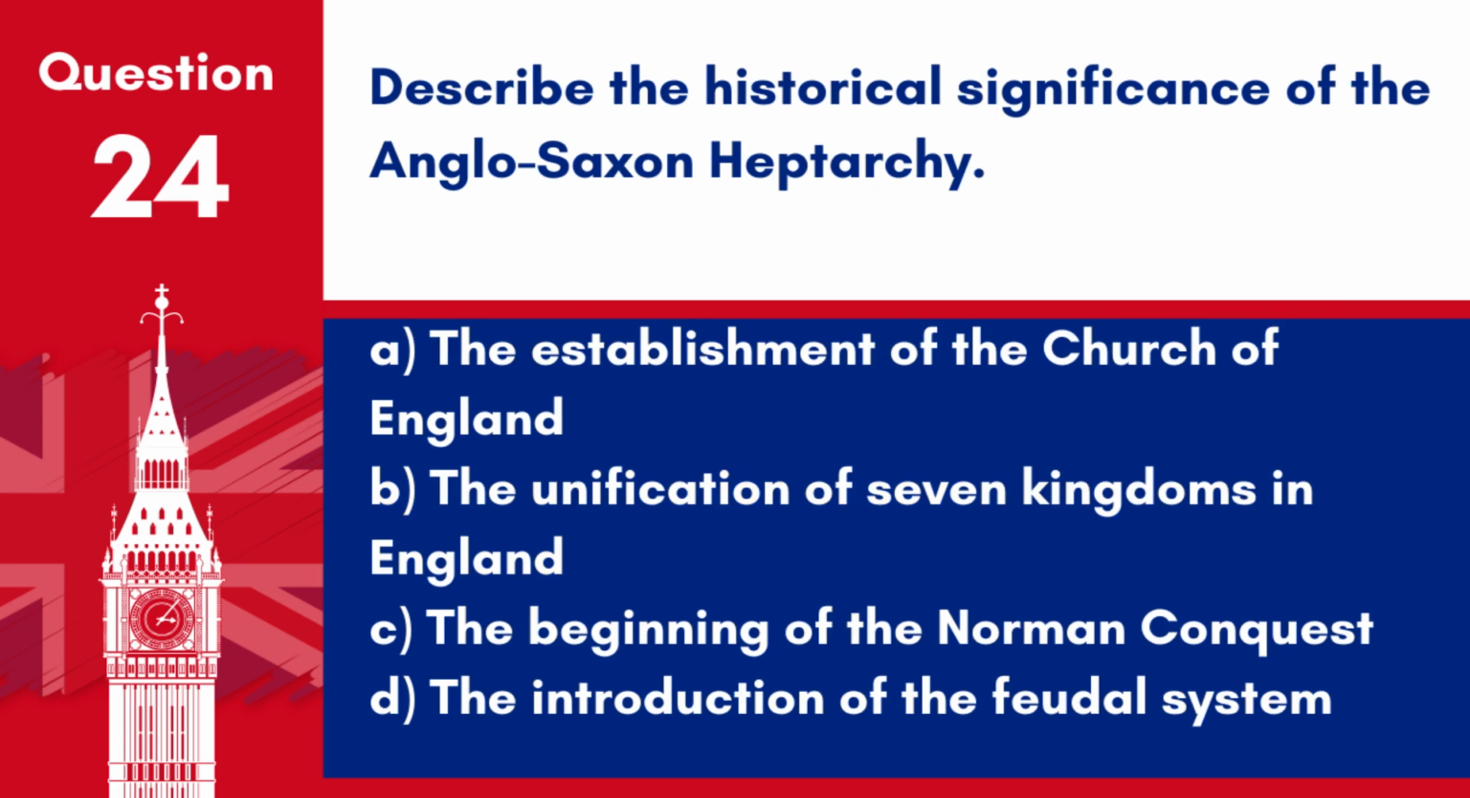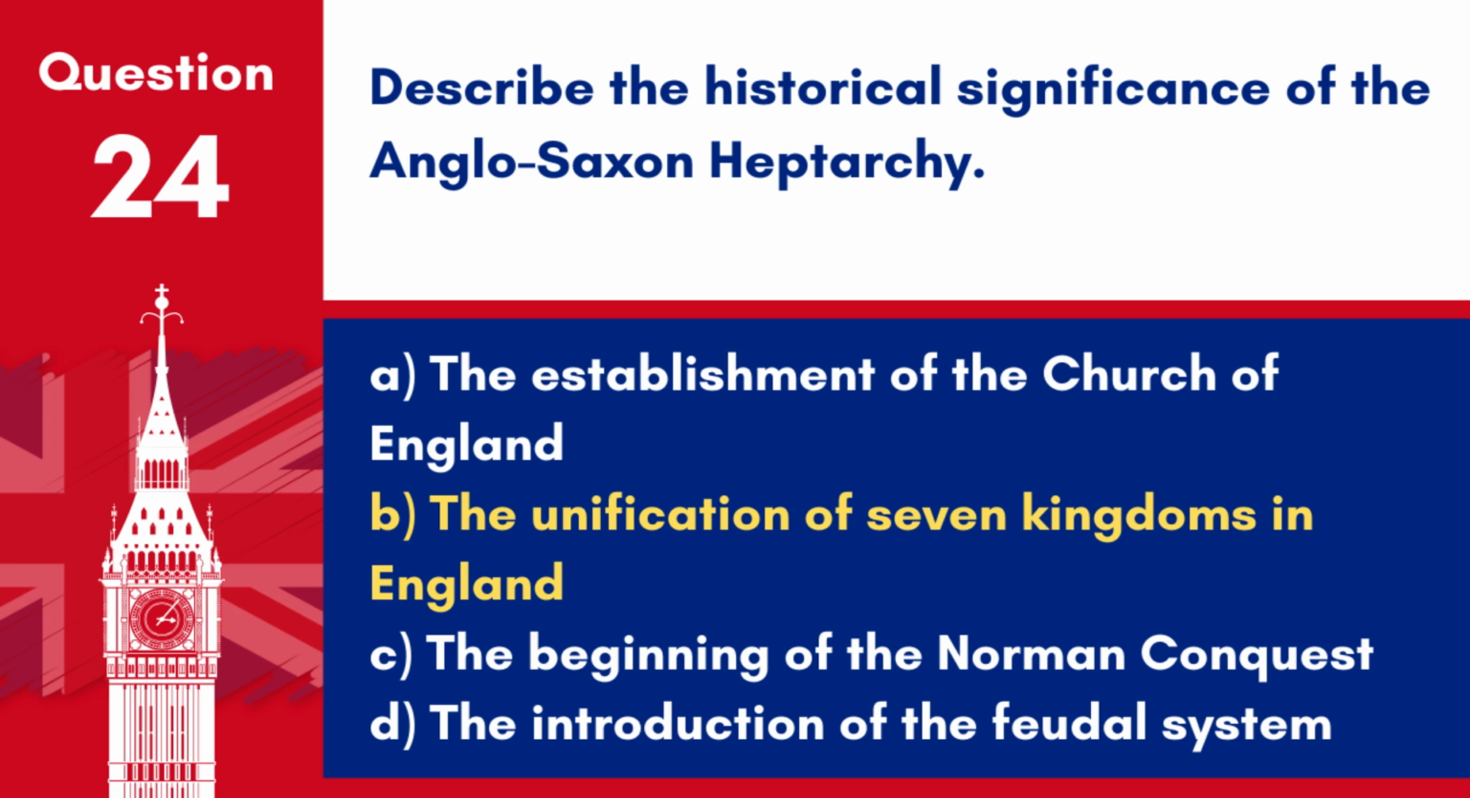Question 24. Describe the historical significance of the Anglo-Saxon heptarchy. A. The establishment of the Church of England. B. The unification of 7 kingdoms in England. C. The beginning of the Norman conquest. D. The introduction of the feudal system. Answer: B. The unification of 7 kingdoms in England. The Anglo-Saxon heptarchy is historically significant for the unification of the 7 kingdoms that made up early English history.